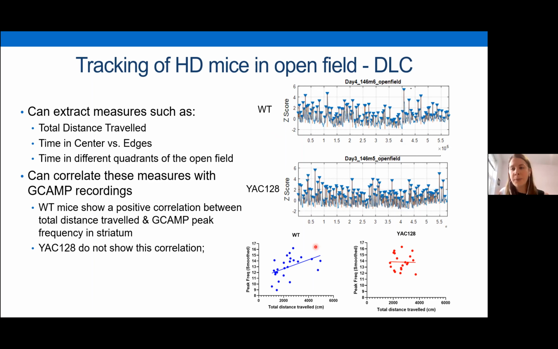And one thing I've done with a lot of my different behavioral measures is look at the correlation between the peak frequency and the behavior. So in this case, total distance traveled. I found that in wild type, as the mice are more active in the open field, there's increased peak frequency, so more activity in the striatum. Whereas in the YAC128 Huntington mice in this example, there's actually no correlation between the two measures. So this is one way in which it seems that the activity in the striatum is not corresponding the same way to the behavior as it is in wild type.